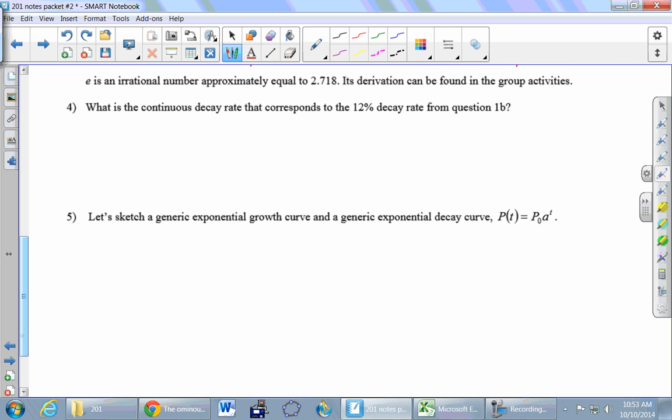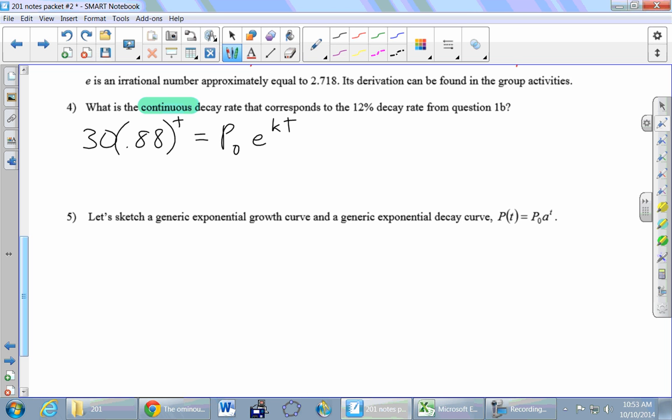What is the continuous decay rate that corresponds to a 12% decay rate? Okay, so let's take a look at 1b. What we had before was this equation, 30 times 0.88 to the t. But we want to rewrite it because what keyword is in this sentence? It's continuous. And so if we're saying continuous, then we better be using the formula that we just saw, P0 e to the kt. See it?